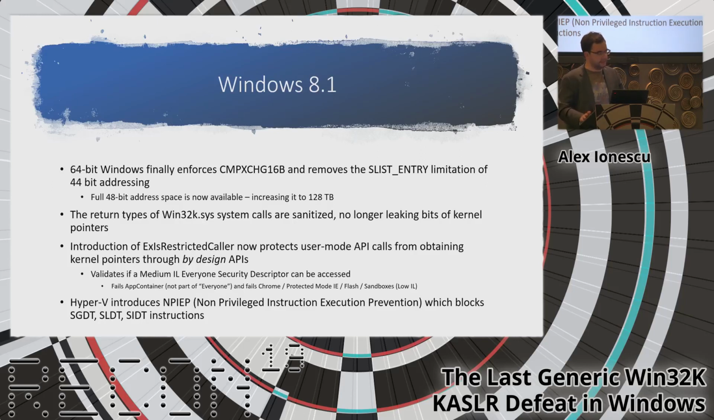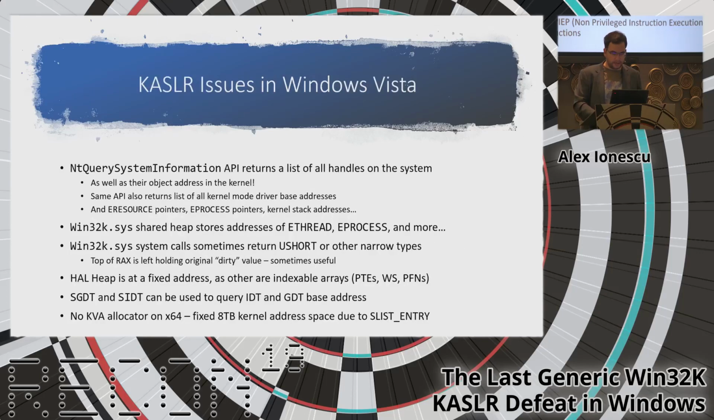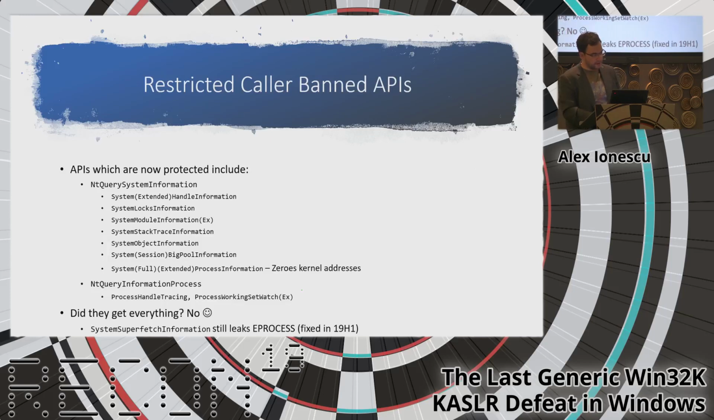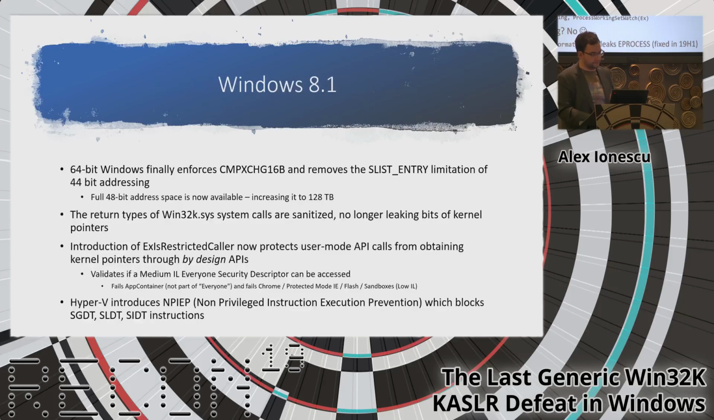They cleaned up the return types of Win32K.sys, so we're not returning 16-bit values anymore. And they finally introduced a function called ExIsRestrictedCaller, which now verifies if you're calling any of these APIs in NtQuerySystemInformation, which I put over here. If you're calling any of the ones in the RECON presentation and any of the other ones they found, they're going to check if you're what's called a restricted caller.